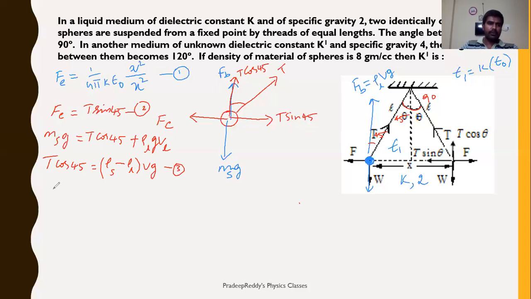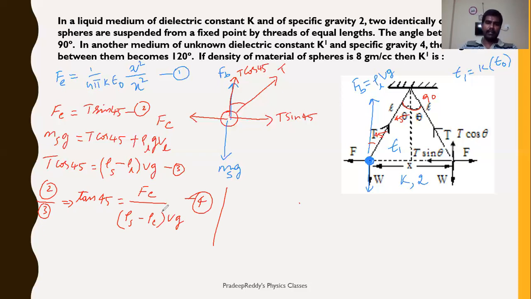Dividing 2 by 3 gives you T, and T gets cancelled. Sin 45 by cos 45, it is tan 45. This is equal to Fe, which is electrostatic force, divided by rho S minus rho L into Vg. This is equation number 4.